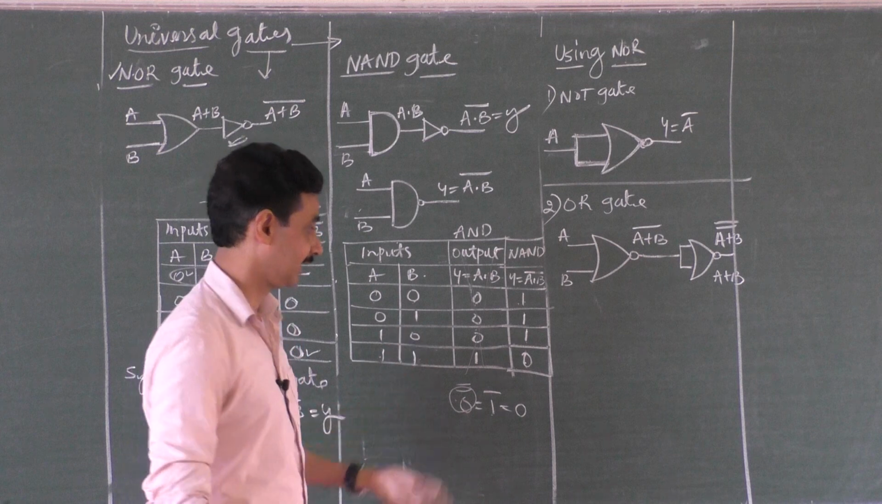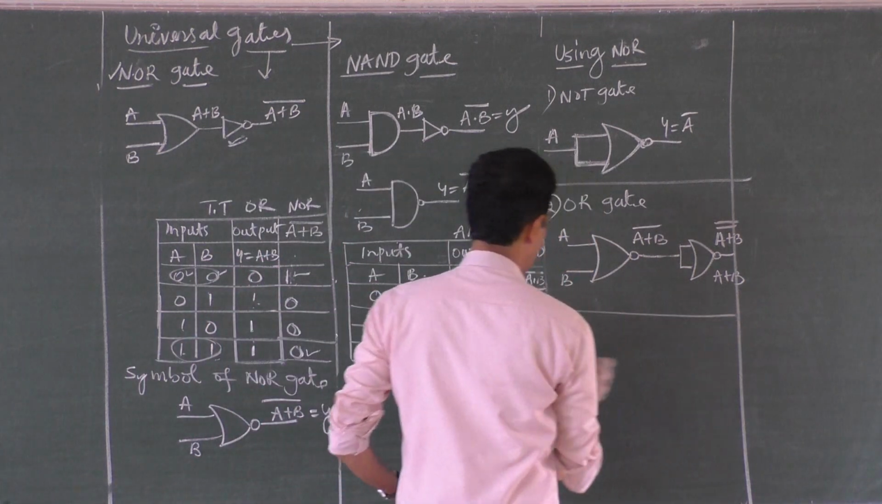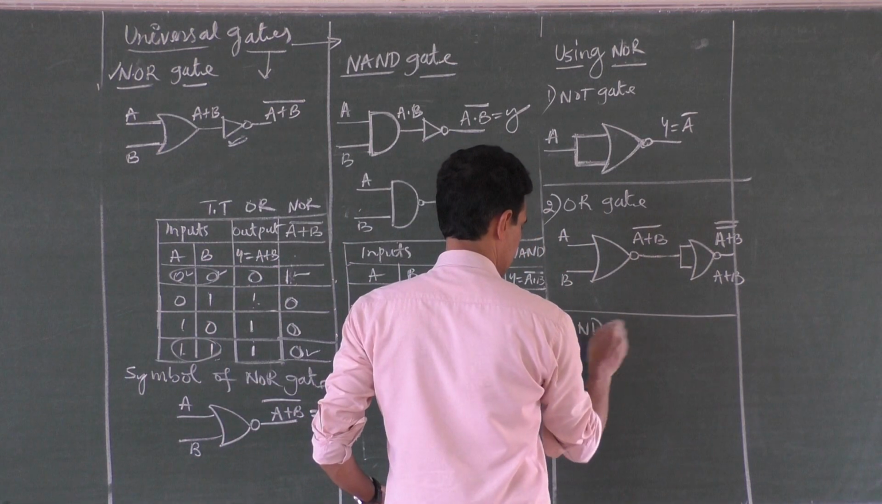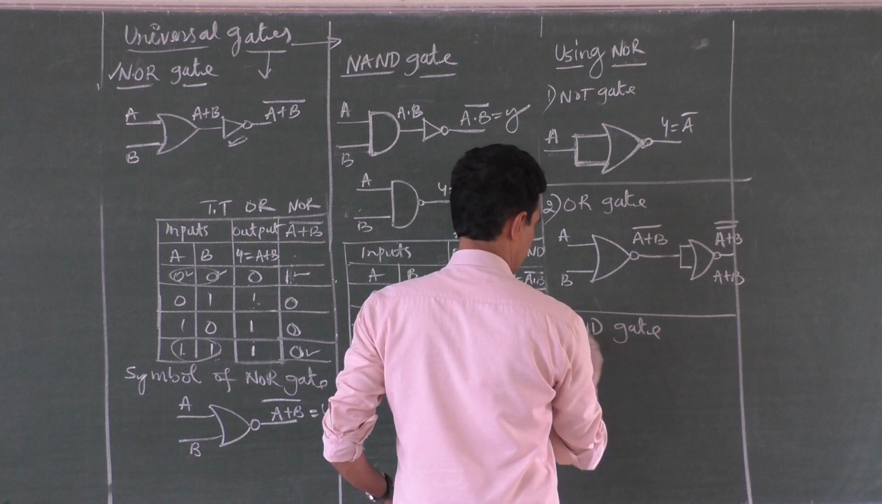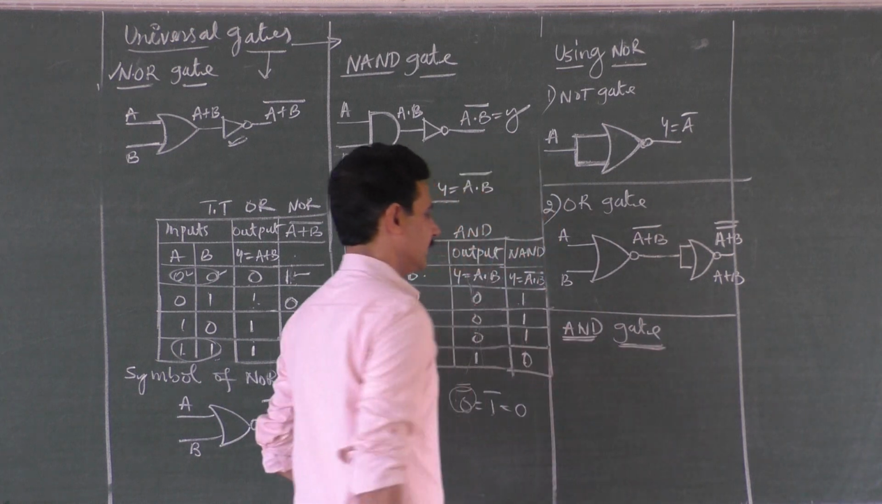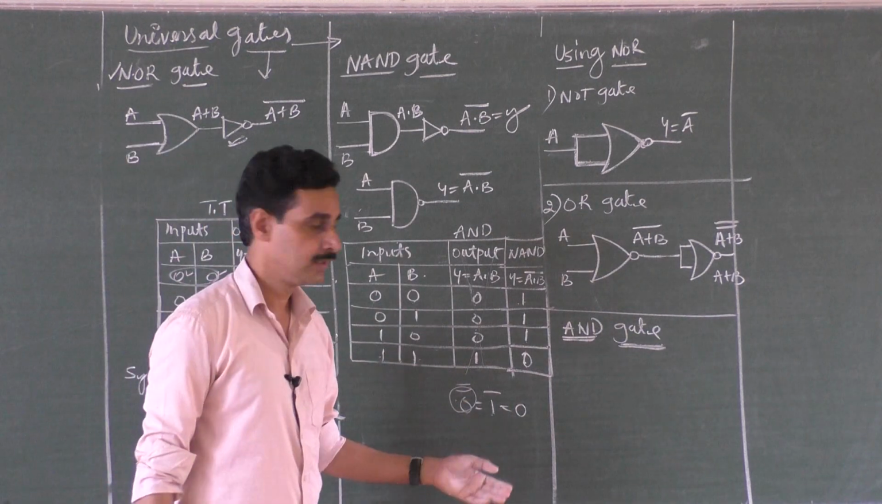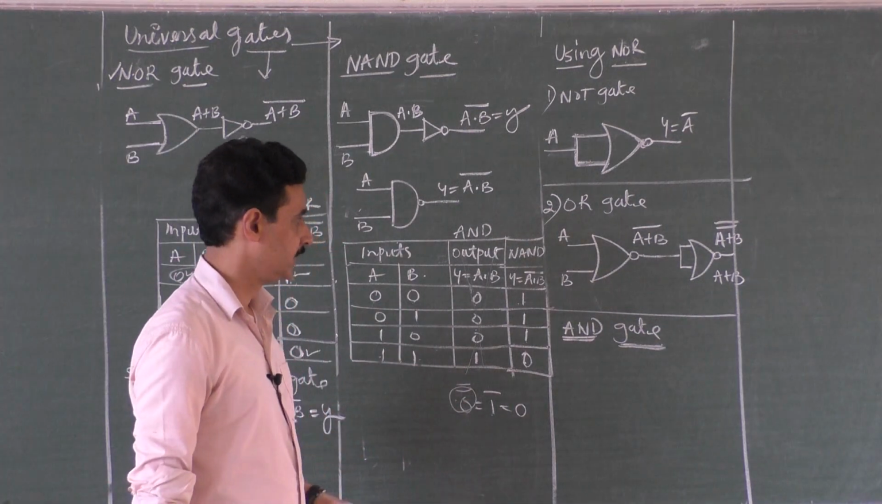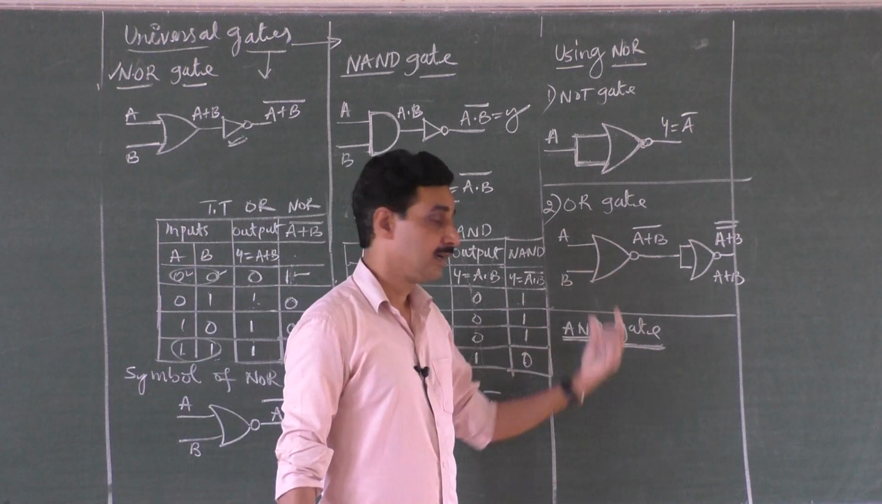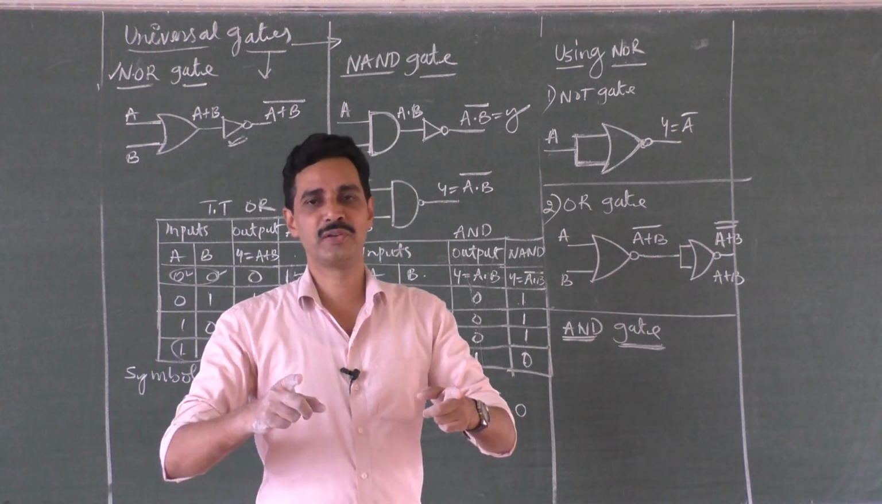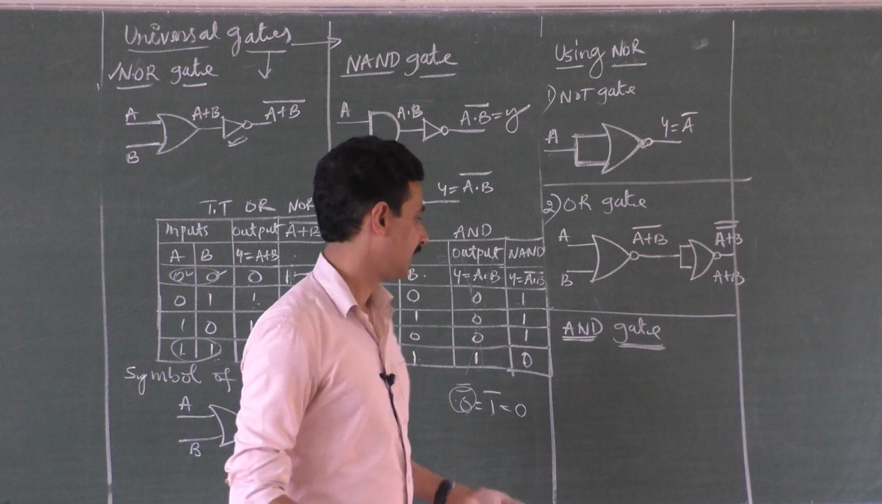Now how do you get which gate? AND gate. This is very interesting now. AND gate using NOR gate. Before going to this, you must know a theorem. Of course, I will explain it later. What you have to do, I will tell you. Take a NOR gate, connect two NOT gates to the input of the NOR gate. You will get an AND gate.